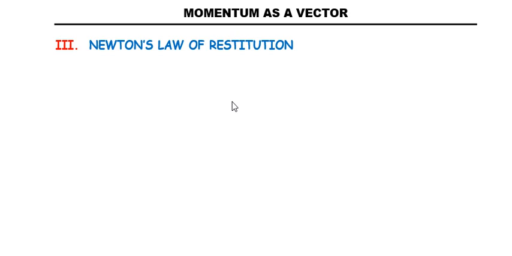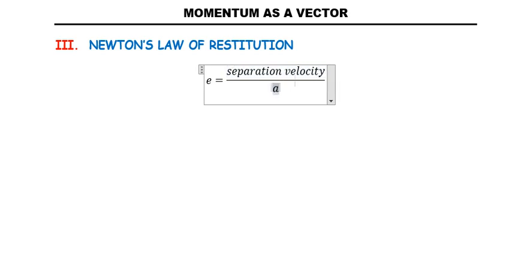Now this is the third objective of this topic and it states Newton's law of restitution. So what is Newton's law of restitution all about? This law just states that the coefficient of restitution between two spheres when they collide, we call it E, is just equal to the separation velocity divided by the approach velocity. Okay, that is what it is all about.